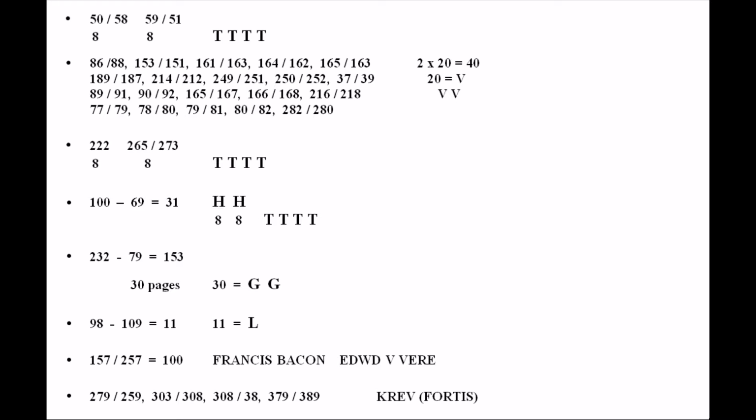30 equals GG, which means God and Jesus, or possibly the Masonic God in geometry. Followed by L, which in Hebrew means God. Then there's 100, which I believe is a numerical signature for both Francis Bacon and Edward de Vere. References to them appear throughout the first folio. And lastly, there's the word Krev, Cornish for strong, which in Latin is FORTIS. So the codes begin and end with the same word.